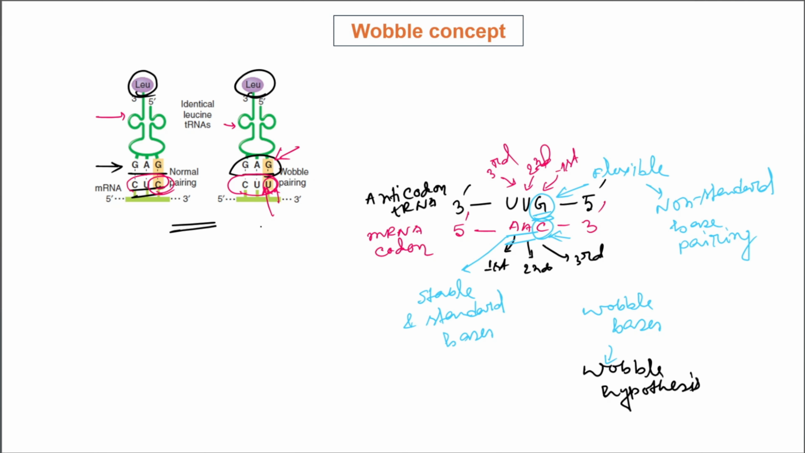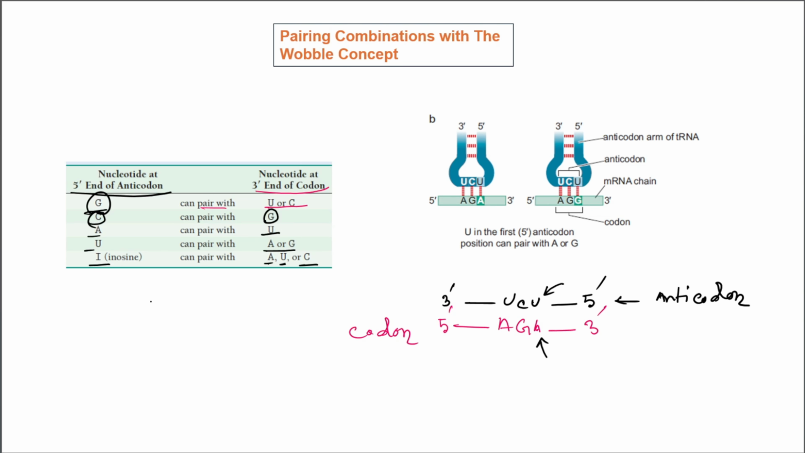This is the 5' end of the anticodon. It can pair with the 3' end of the codon, U or C. Next, C can pair with G. A can pair with U. And U can pair with A or G. And inosine can pair with A, U or C. So this limited combination is called Wobble's rule.